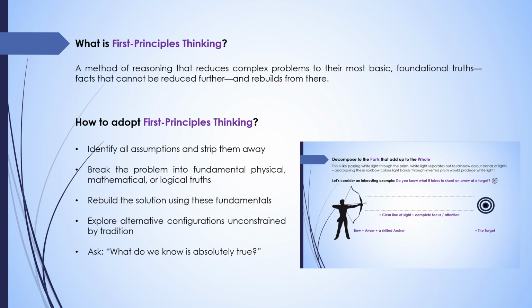Identify assumptions and deliberately strip them away. Break the problem into physical, logical, or mathematical fundamentals. Reconstruct solutions from those fundamentals and continuously ask, what do we know for certain? First principles thinking doesn't give faster answers, it gives truer ones. And that's why it forms the foundation of strong discriminative intelligence.